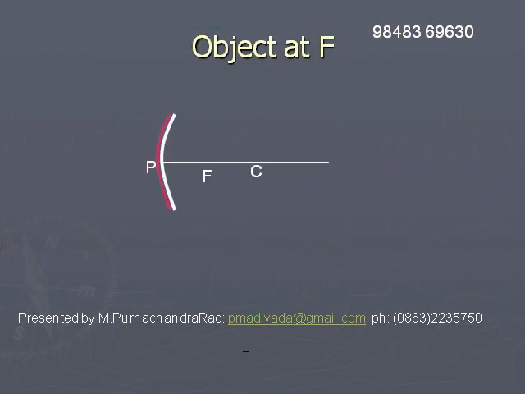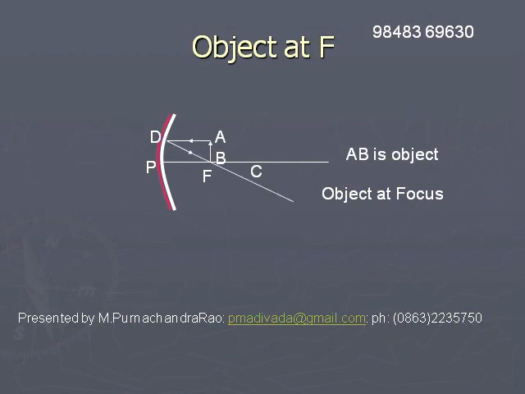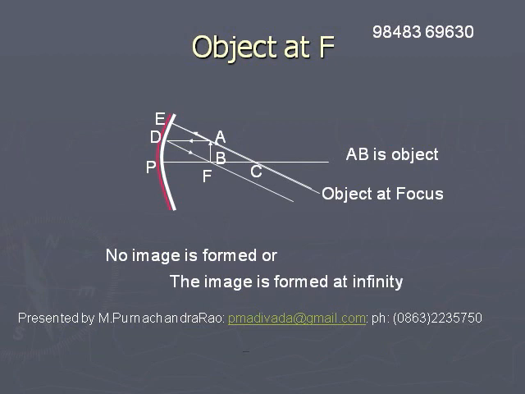Object at F. Here, two rays are selected. One is parallel to the principal axis, that is AD. It passes through the focus after reflection, that is DFA prime. The second one is AE, which is incident passing through the center of curvature. After reflection, it traces the path EAC. And these two reflected rays are parallel rays. So they cannot form any image, or the image will be formed at infinity.